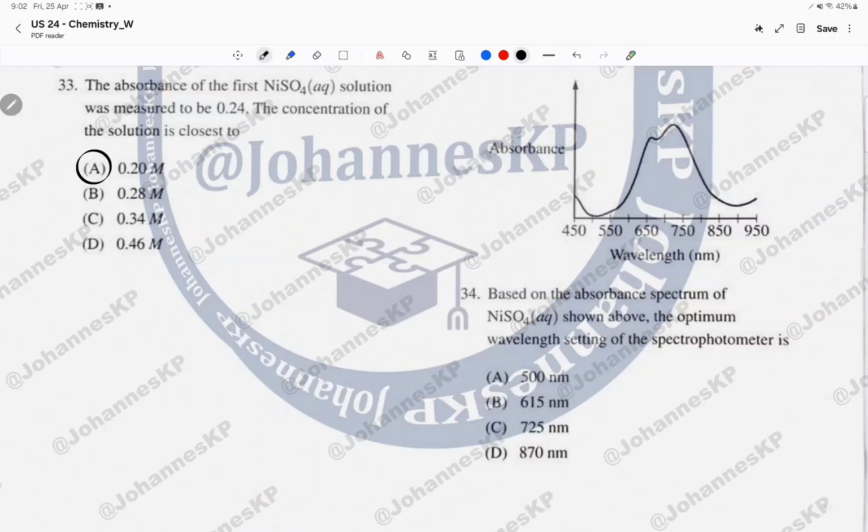34. The best wavelength is going to be the one with the most absorbance, which is currently at 700 something. So C.